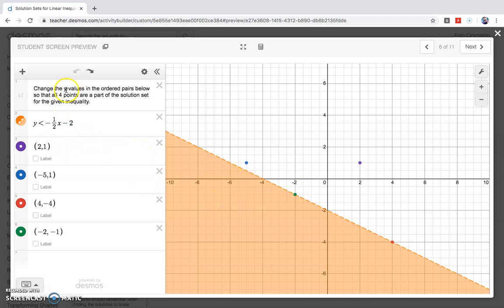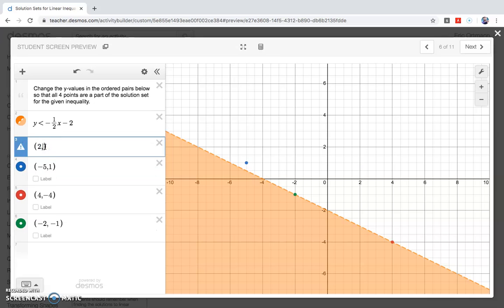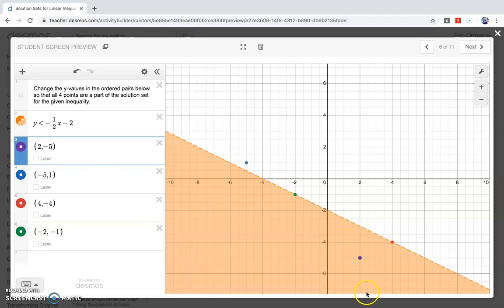This one says change the y values so that all the dots are inside. So instead of changing the first number, now I'm just going to change the second number. So 2, 1, I could change it to 2, -5. And you see that purple dot move down. The green dot is at -2, -1. I want it to go down so I can push it to a -2. So now it went from being on the line, which is not shaded, so it's not a part of the solution set. I push it down into the orange part that is shaded. Now it's a part of the solution set.